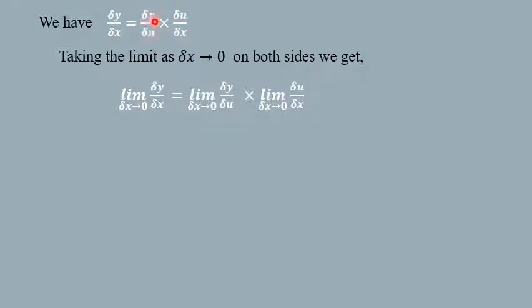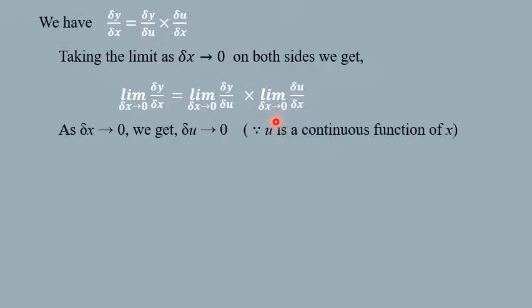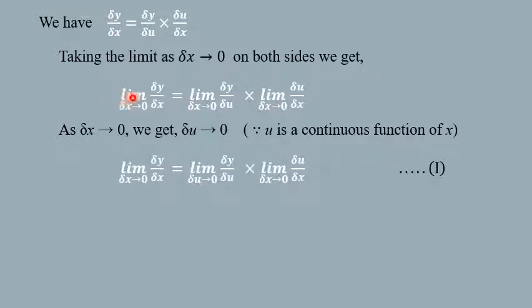But we know that for a product, we take the limits separately. So here we write limit delta x tends to 0 of delta y upon delta u, into limit delta x tends to 0 of delta u upon delta x. Now as delta x tends to 0, we get delta u tends to 0. So here we are going to replace delta x tends to 0 by delta u tends to 0. So this equation can be written as limit delta x tends to 0 of delta y upon delta x as it is, and here instead of delta x tends to 0 we write delta u tends to 0, because these two have the same meaning.